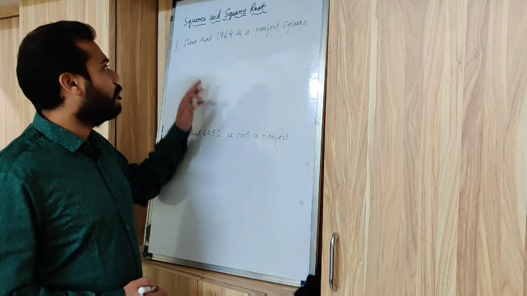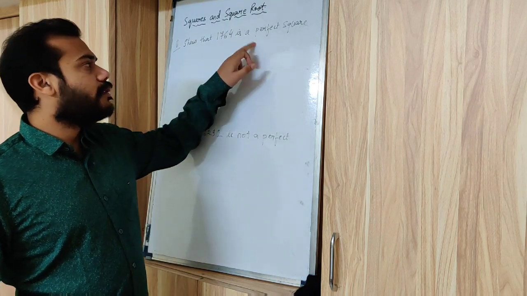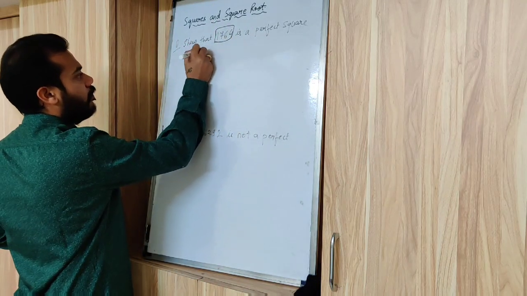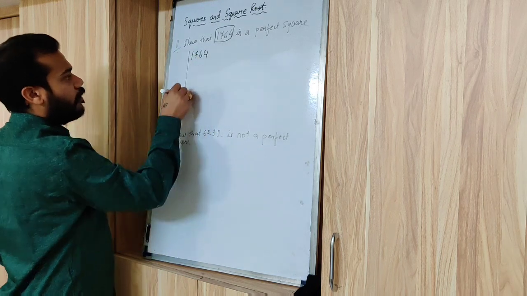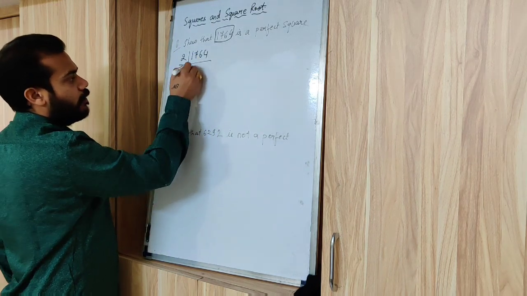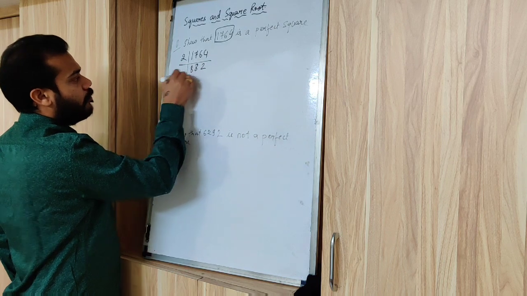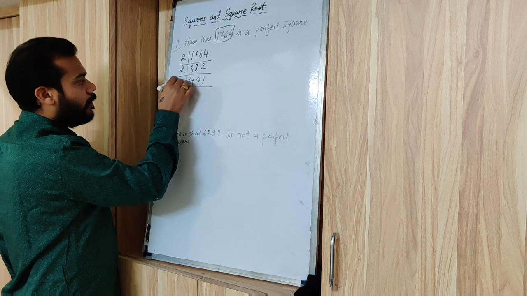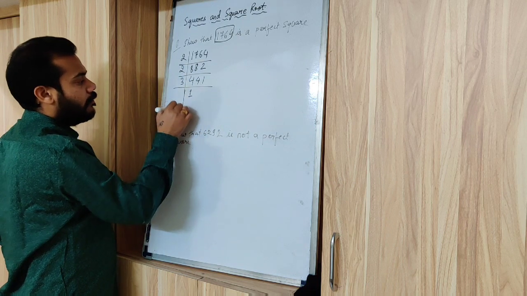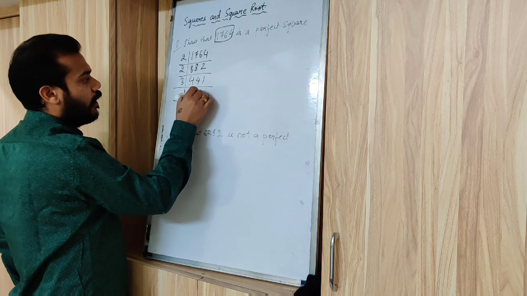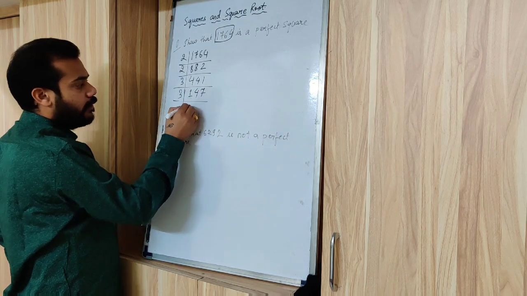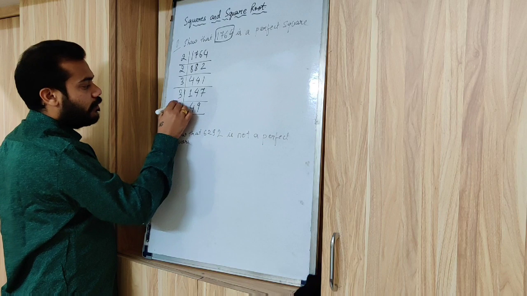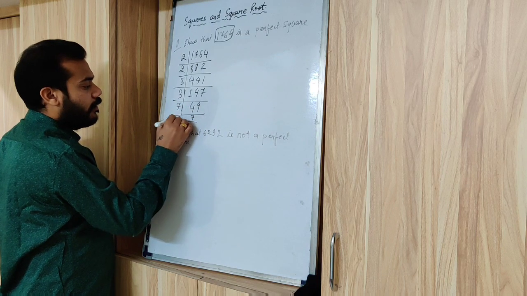Let's take one question. Show that 1764 is a perfect square. You have to find whether this number 1764 is a perfect square or not. First find the factors. 2 into 882, 2 into 441. 441 is divisible by 3, 3 into 147, and 147 is again divisible by 3, 3 into 49. Now 49 is divisible by 7 and 7.